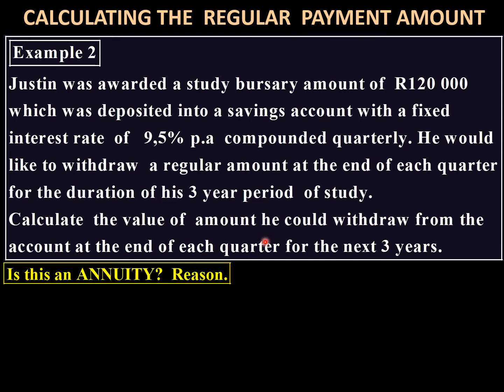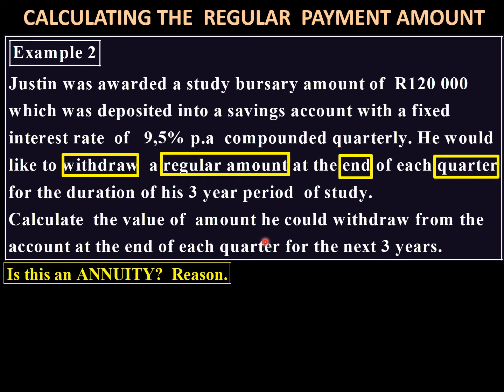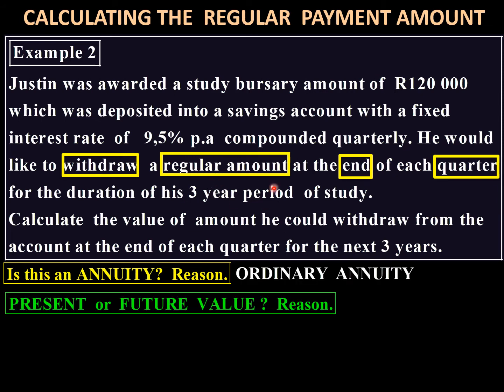Now, when we read this, there are some key words here that will indicate whether this is an annuity problem or not. So let's see what the key word is. Withdraw, regular amount, and end of each quarter. End of each quarter, that will be a payment. The withdrawal is at the end, not the beginning. So it's an ordinary annuity, and there are regular amounts there. That makes it an annuity.